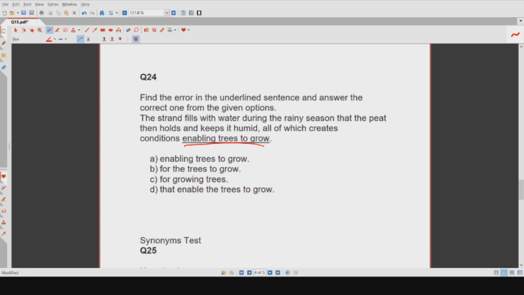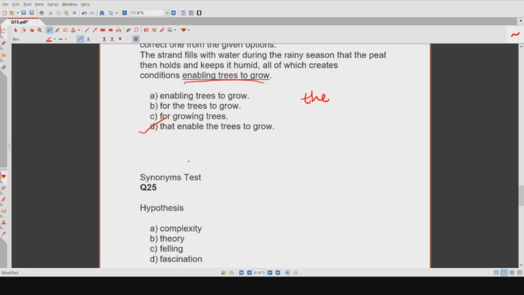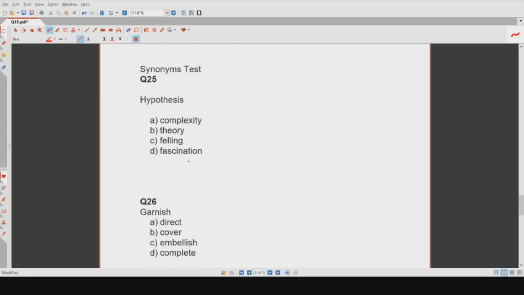In the given sentence, the omission of the word the makes it sound as though these conditions are necessary for all trees, which cannot be the case. Hence the word the has to be included. So our option D, that enable the trees to grow, is the correct answer. Question 25.